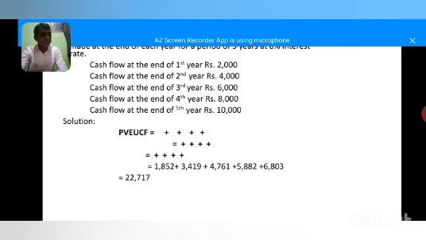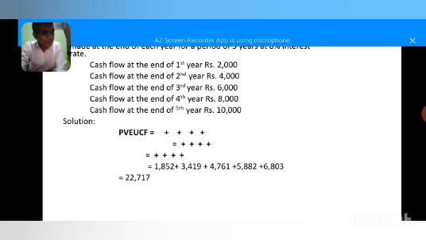Cash flow at the end of the first year rupees 4,000. Cash flow at the end of the second year rupees 6,000. Cash flow at the end of the third year rupees 7,000. Cash flow at the end of the fourth year rupees 8,000. Cash flow at the end of the fifth year rupees 10,000. So this is the problem.